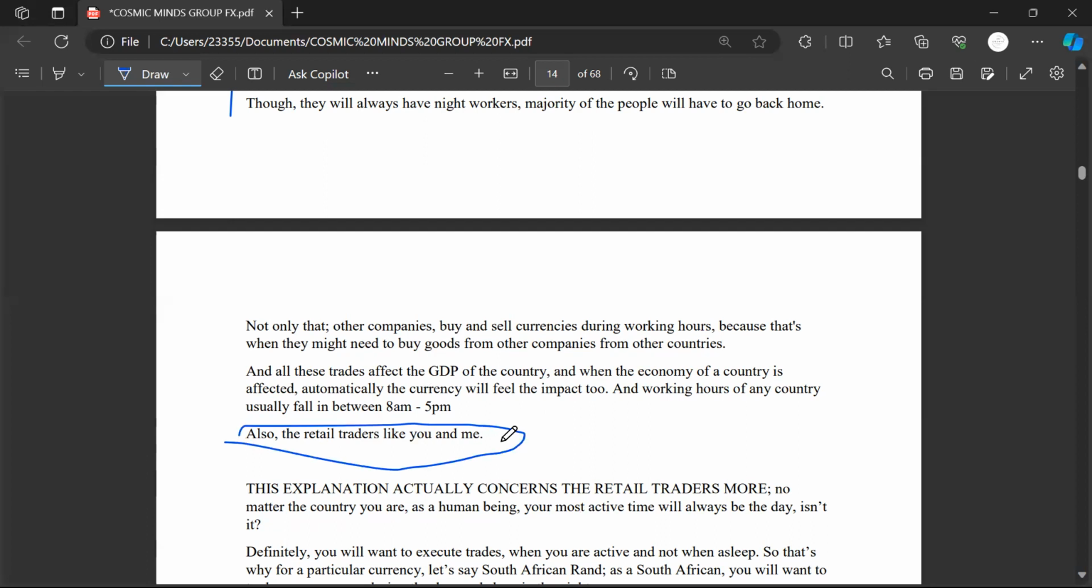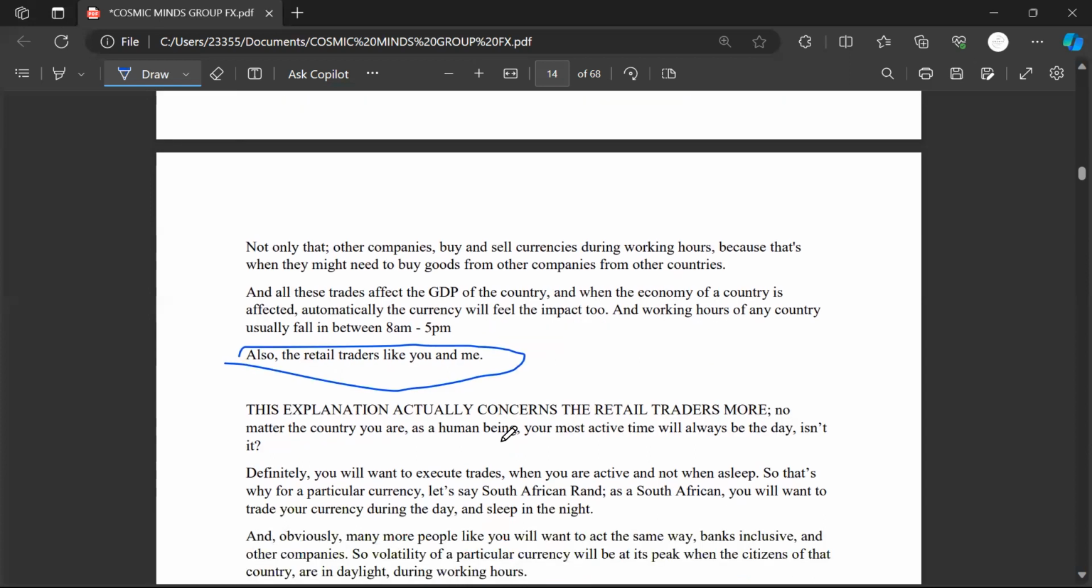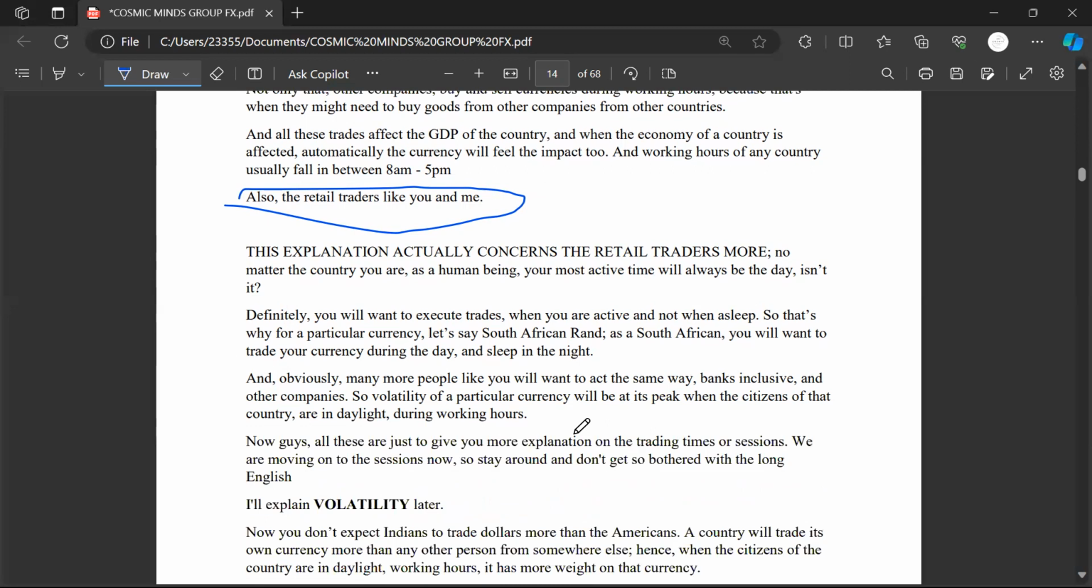Because the time that you wake up to do your analysis and actually trade will be affected. You are also a worker. That is it. So we are still talking about the fact that different countries or different continents have different time sessions or climates. Now, this explanation actually concerns the retail traders more. So whatever we are doing is for the retailer, you, the trader, the amateur, no matter the country you are in, right?